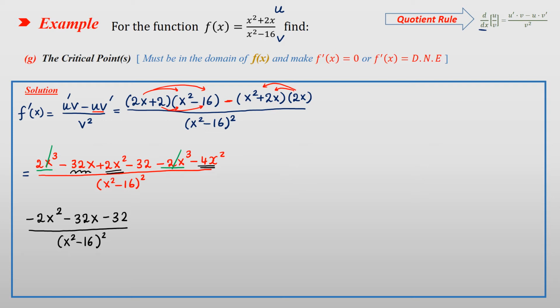The last step to simplify the first derivative is to take the greatest common factor between these three terms, and the greatest common factor is negative 2, multiplied by x squared plus 16x plus 16, divided by the denominator x squared minus 16 squared.